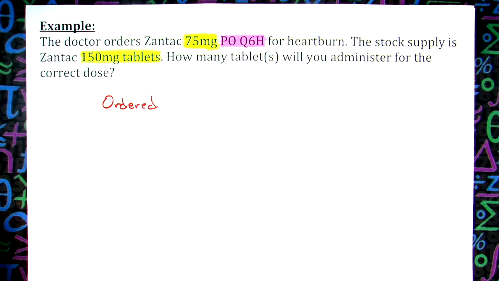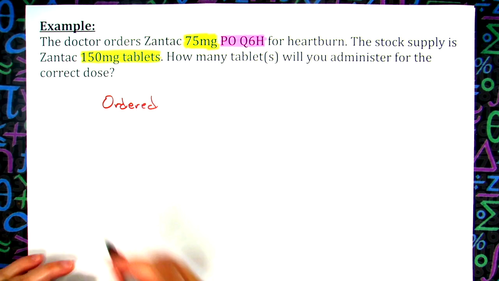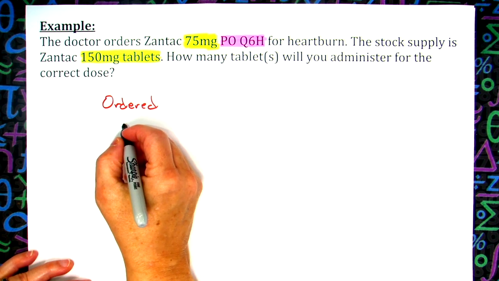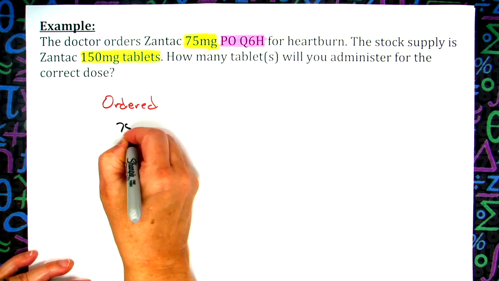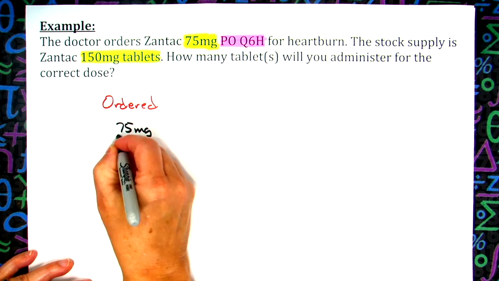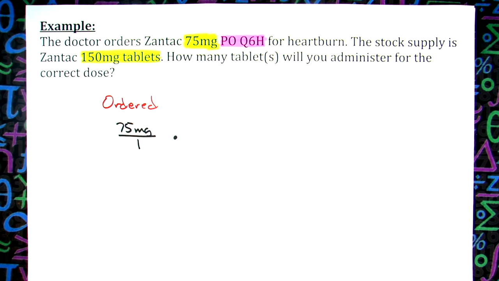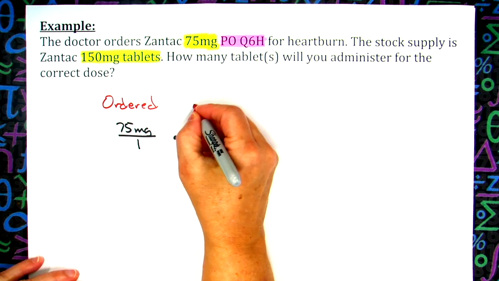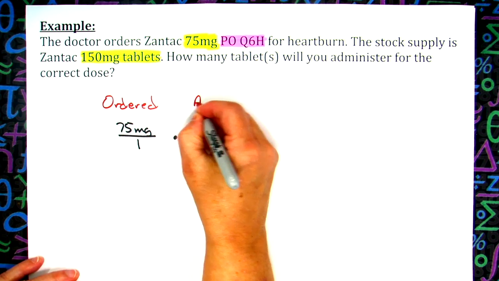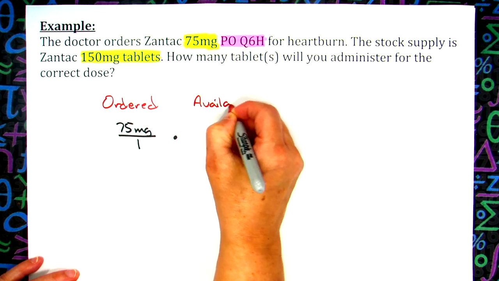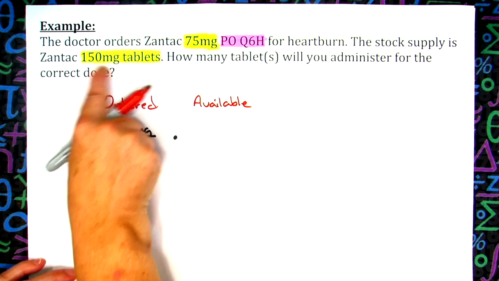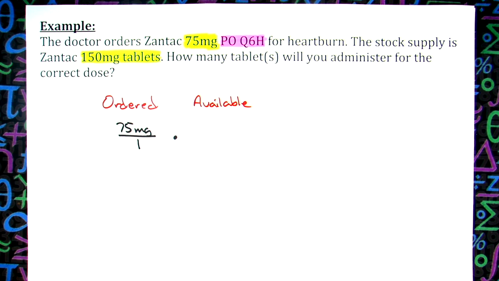75 milligrams, okay? So I'm going to, again, use that fraction because I want the unit analysis. So I'm going to go 75 milligrams over 1. All right, I'm going to multiply it by something else, a conversion factor, something I know. In this case, I'm going to multiply it by what is available. All right, the stock supply is 150 milligram tablets.